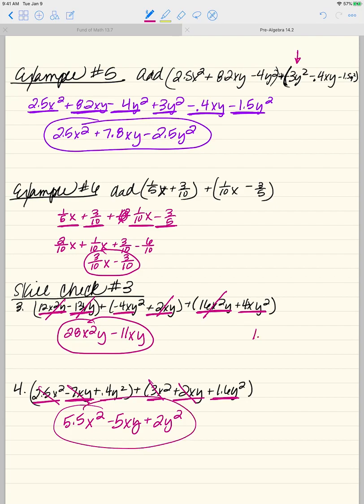Challenge yourself to do number 1 and number 2 for practice. Number 1 gives you 3/4 x minus 3y. And number 2 gives you 4.5x squared plus 2.4x plus 2. I think that's the end of this lesson.